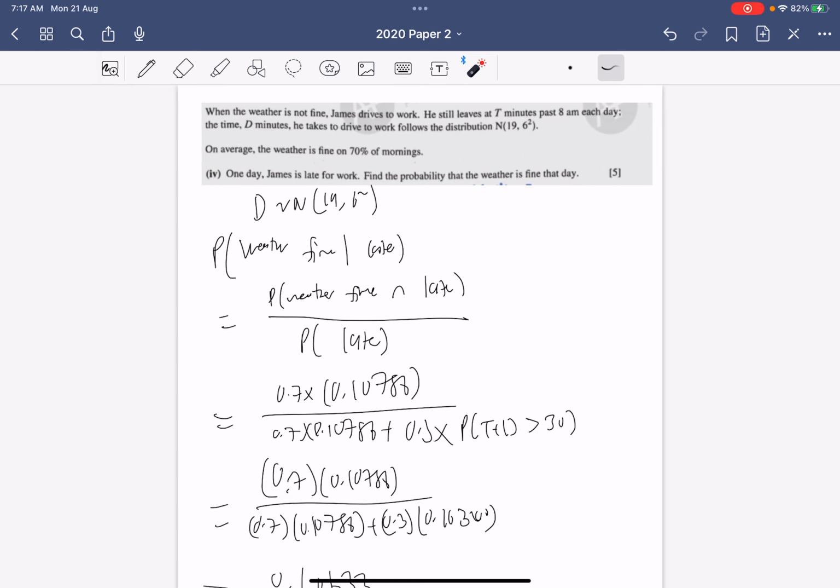For the last part, it says that when the weather is not fine, he still leaves T minutes past 8 AM. But now he has to drive to work and has the normal distribution of this timing. On average, the weather is fine 70% of the time. And one day James is late for work. Find the probability that the weather is fine that day.